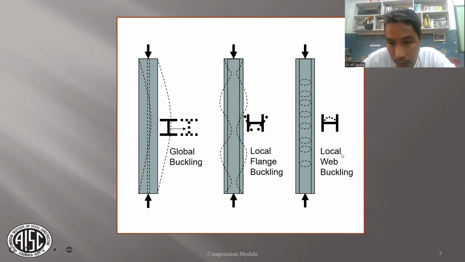Okay? So how about the local web buckling? Okay? So we have the web, which is the one that will buckle. So take a look. The web will deform like this. So there is a curvature. There is a deformity on the web alone. Compare it to the local flange buckling, where the flange deforms. So here, the web deforms. That's why it is called local flange buckling, local web buckling.